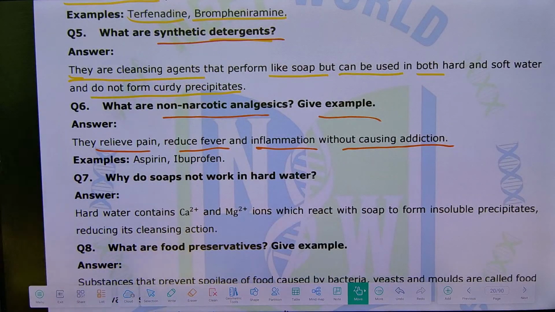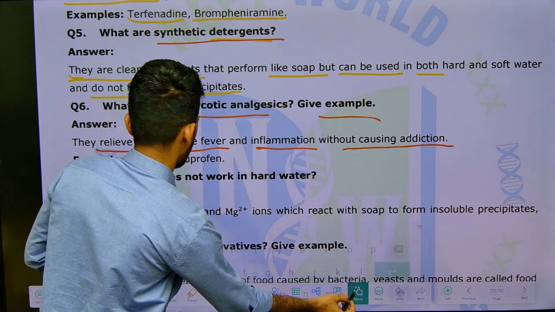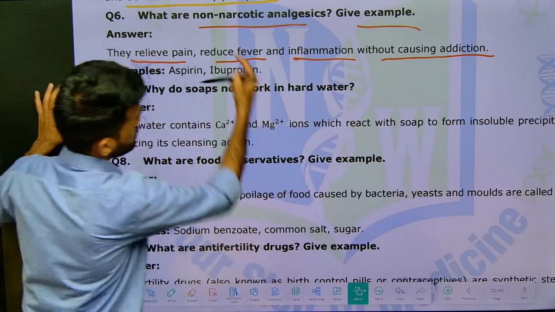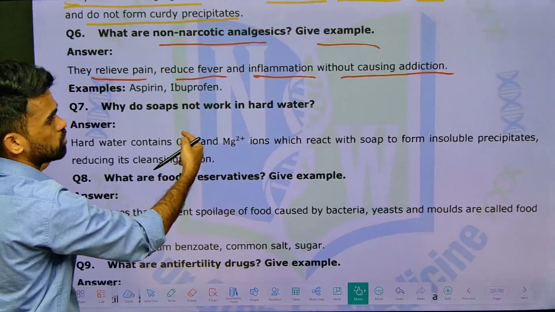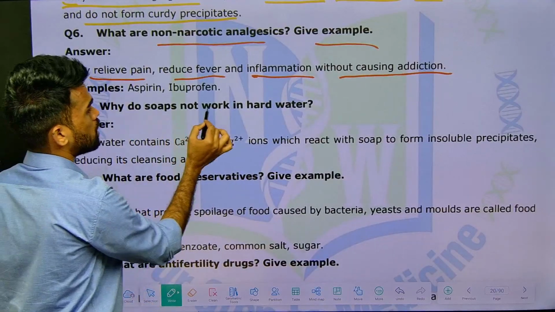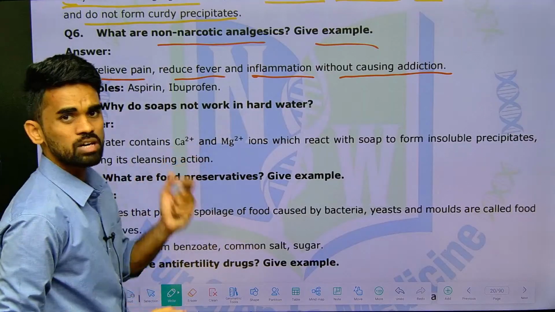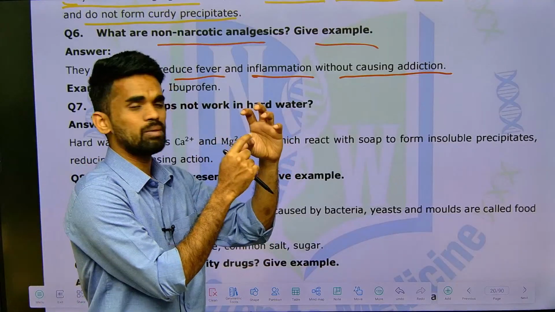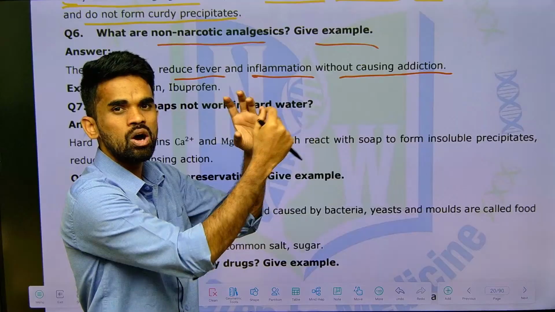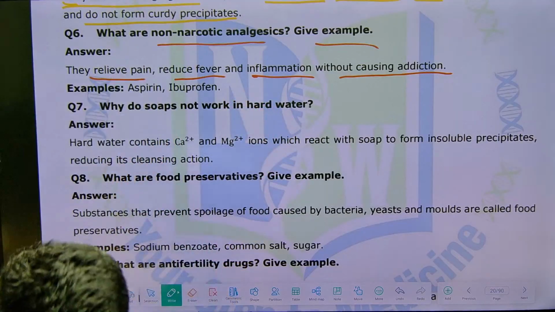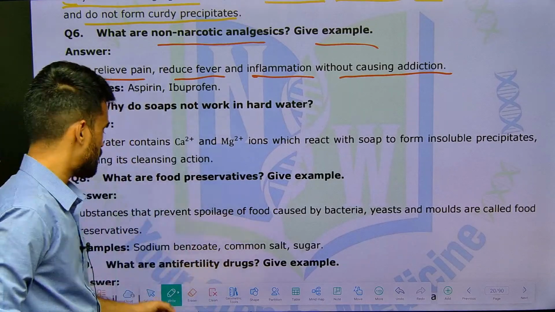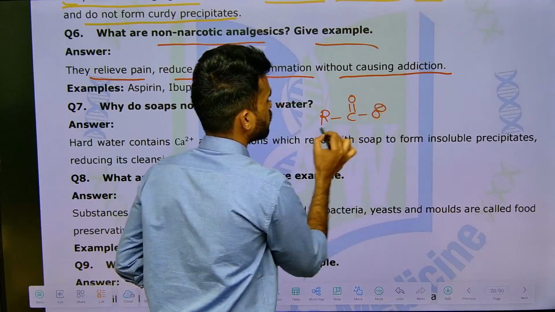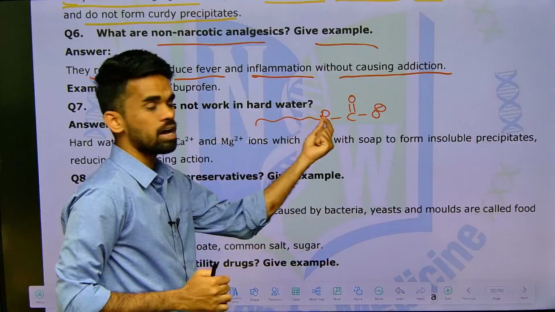Then next we have the next question. Why do soaps not work in hard water? Again, continuing from the synthetic detergents we just discussed, why do soaps not work in hard water? Because soaps are what? Like sodium stearate. If you look at the back of your soap, most of the time you will see something like sodium stearate, sodium laurate. Now what is this stearate? Stearate is nothing but a carboxylic acid salt. A long hydrocarbon chain will be there.